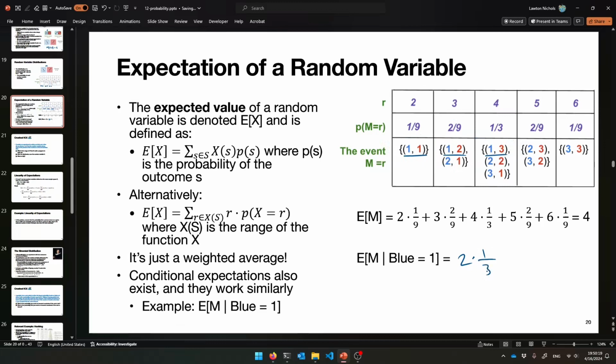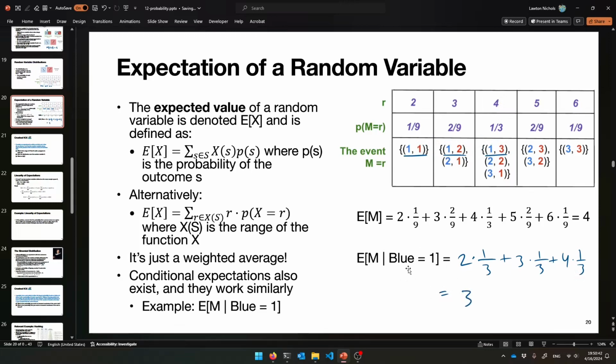It could land on a 2 with a 1/3 chance. It could land on a 3 with a 1/3 chance, right? Because there's only one outcome where it lands on a 3 in this case that we're conditioning on. And then finally plus a 4 times 1/3 there. It could land on a 4 with a 1/3 chance because there's only 3 options, and that was one of them. And so I think it's not hard to see that this is going to give you back a 3.